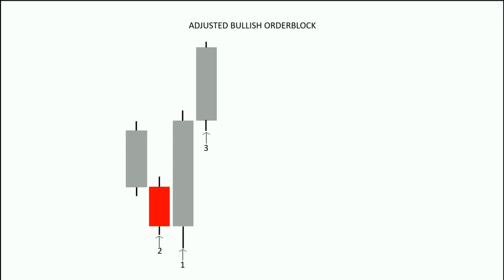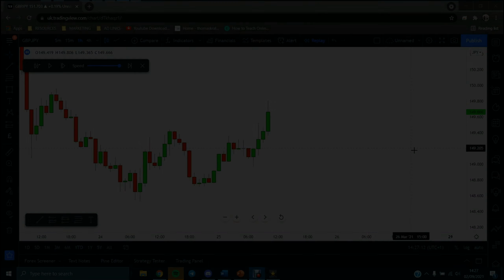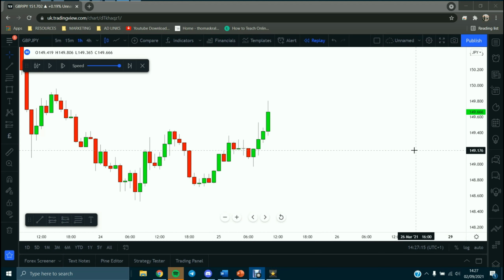What we're waiting for now is price to come back down into the open and the low of that candle that followed the down close candle. You're then going to take your position and take your trade in the new direction. I'm going to quickly go through an example of a bullish adjusted order block. I'm not going to go through a bearish one, just the bullish one, but it's the same thing, just inverted, like we spoke about in the PowerPoint presentation.